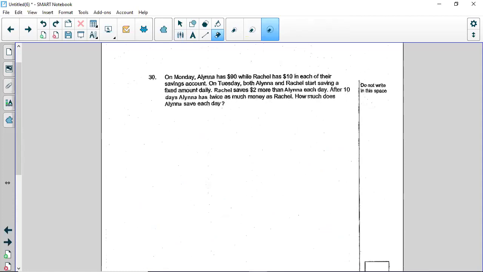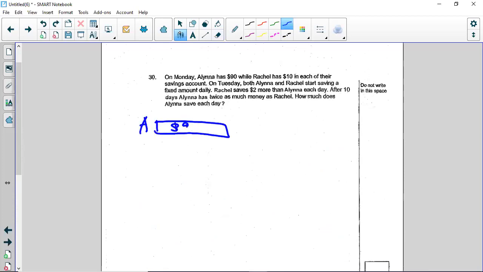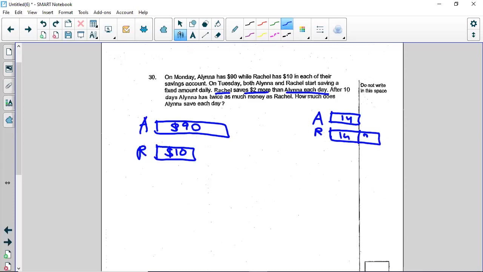Now, on Monday, Alina has $90, Rachel has $10. So you draw a rectangle. Alina has $90, and then Rachel has $10, right? Now, what happened? Every day, Rachel saves $2 more than Alina every day. If you look carefully, Alina must have 1 unit, because if you draw the model for Alina, Alina is 1 unit, and Rachel saved $2 more than Alina. Isn't that 1 unit and $2?